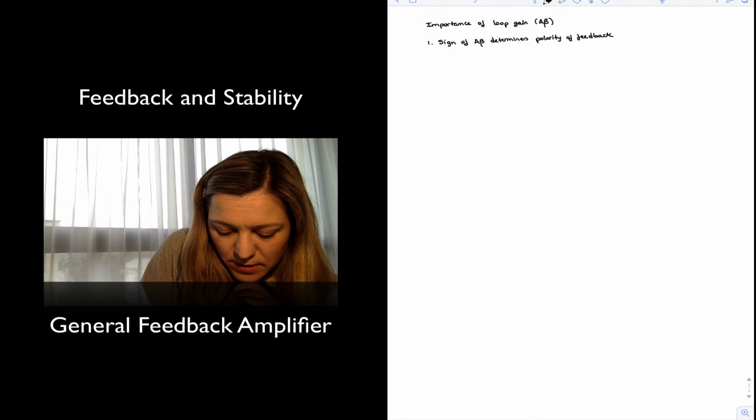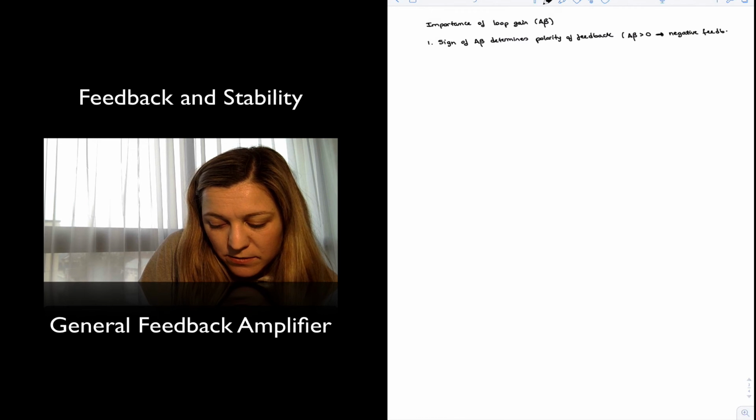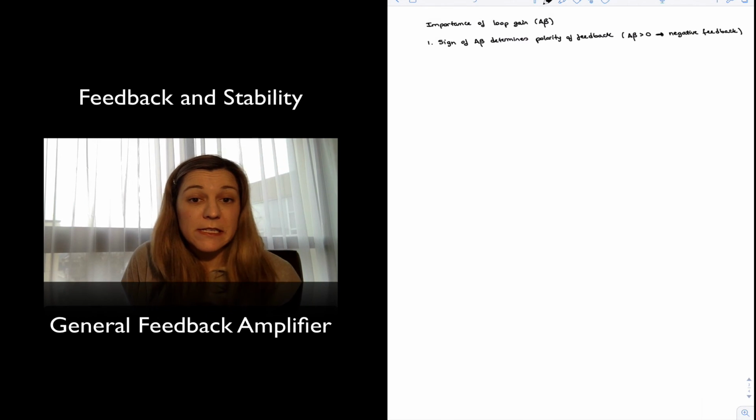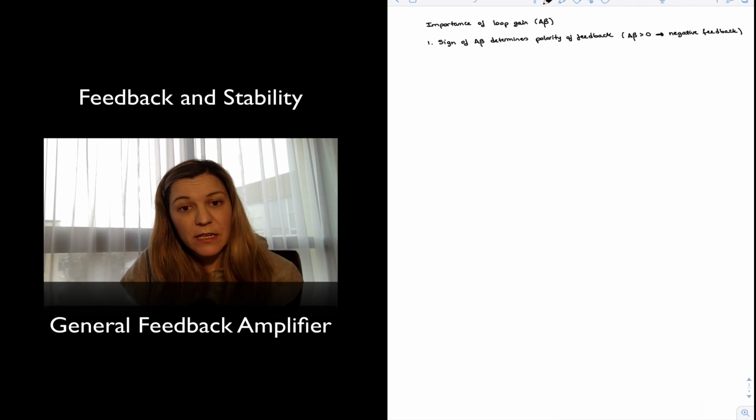And essentially, if AB is positive, then we have negative feedback. Otherwise, if the loop gain is negative, we have positive feedback. The reason for that is because if the loop gain is positive, it means that the feedback signal will have the same polarity as the source signal, and when it gets subtracted from the source signal, you will end up with a smaller number.